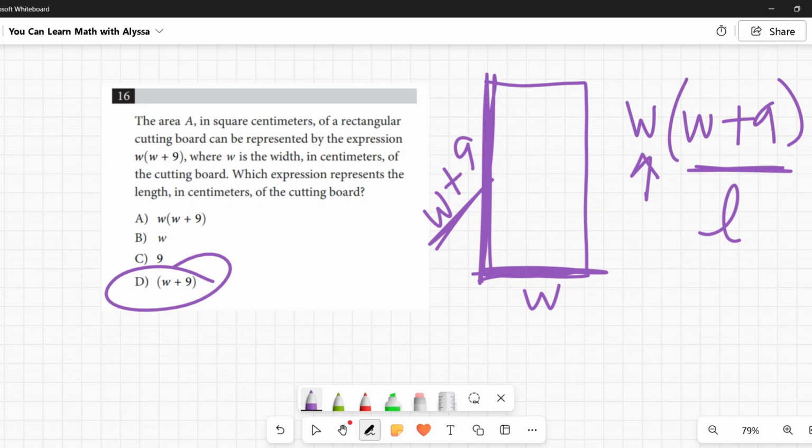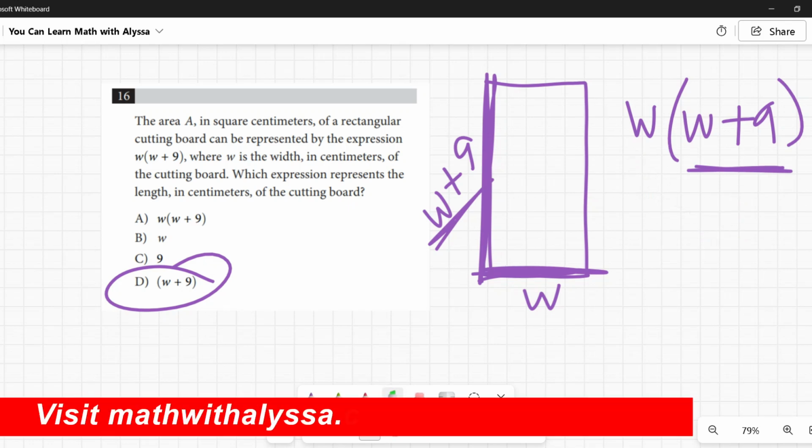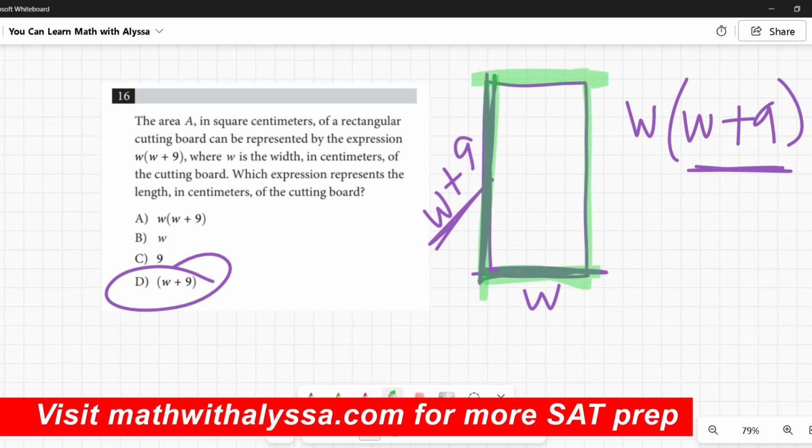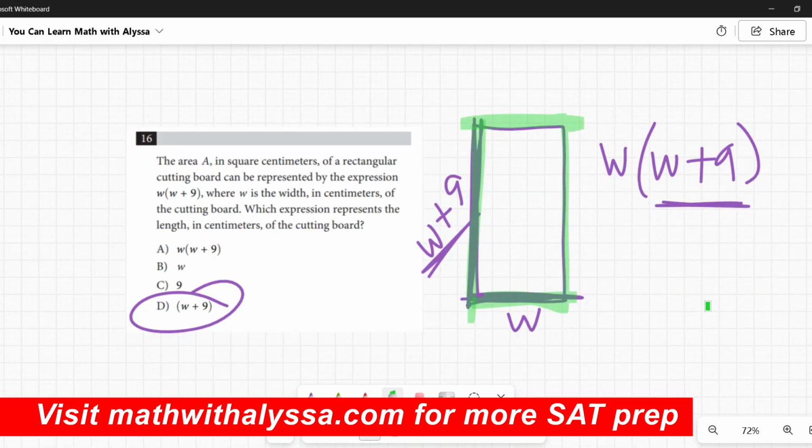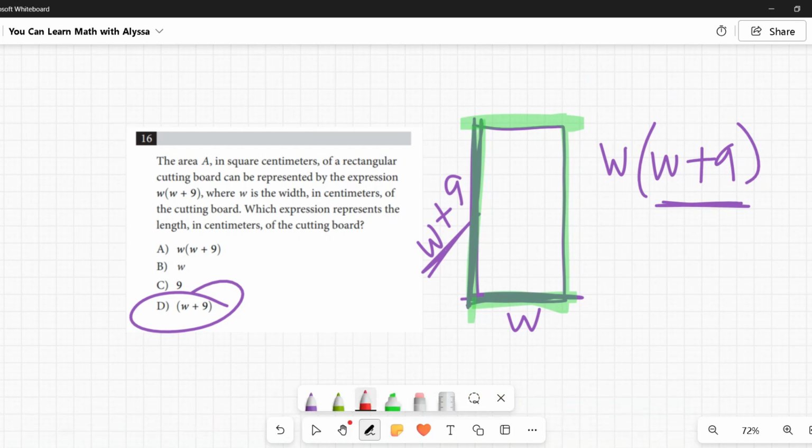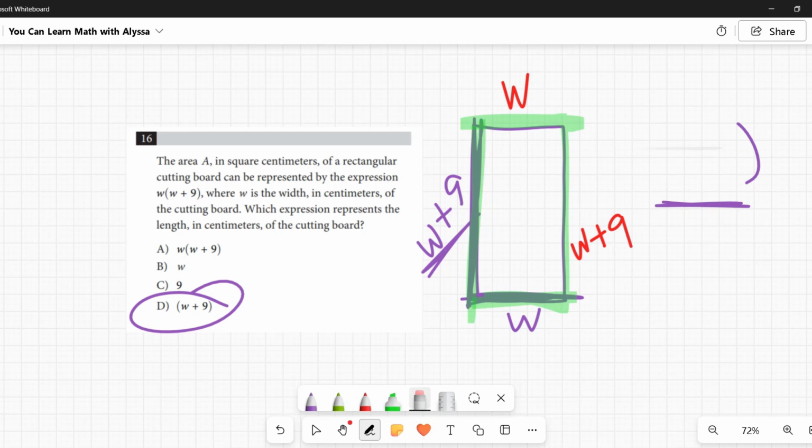Variations of this problem include what is the perimeter of the cutting board. That one's pretty common. If you get one that asks that after you figured out what the length and the width is, you would add all these sides together, and you would know, since the opposite sides of a rectangle are congruent, that this side would also be W and this side would also be W plus 9.